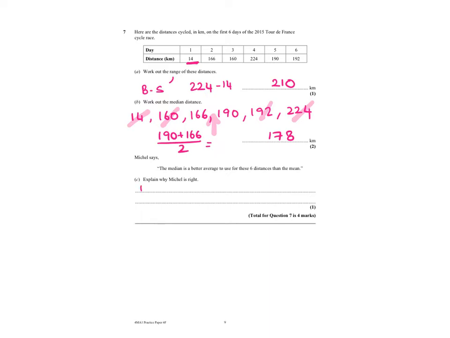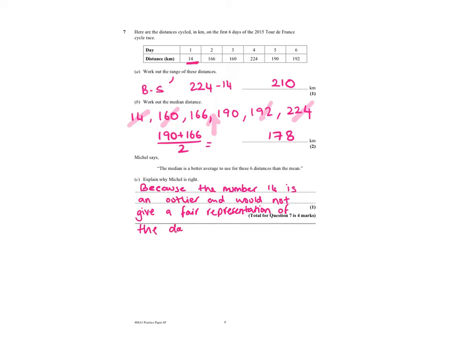So we could write because the number 14 is an outlier and would not give a fair representation of the data. Okay.